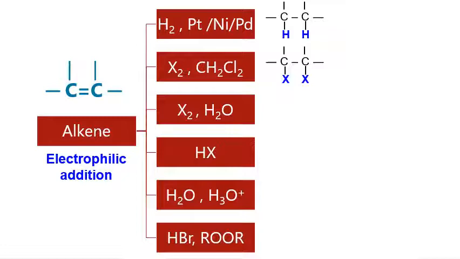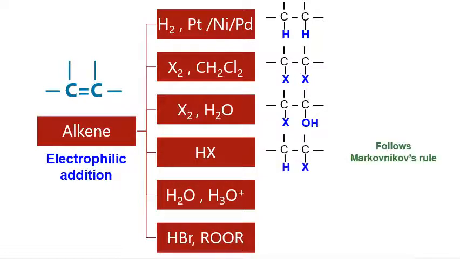Alkenes also react with a halogen in the presence of water, or halogen in aqueous solution. The product involves the addition of a halogen atom and an OH group. Alkenes react with hydrogen halide to form haloalkanes. The addition of the hydrogen atom and the halogen atom to the carbon-carbon double bond will follow the Markovnikov rules.